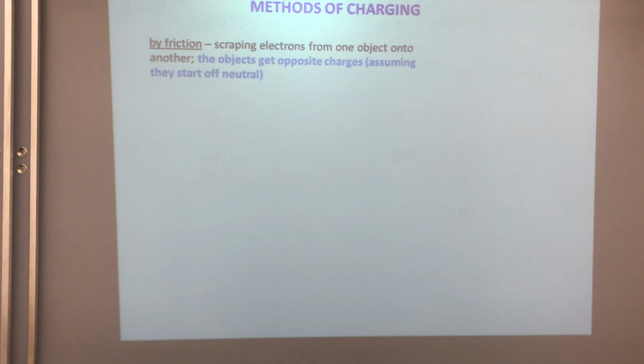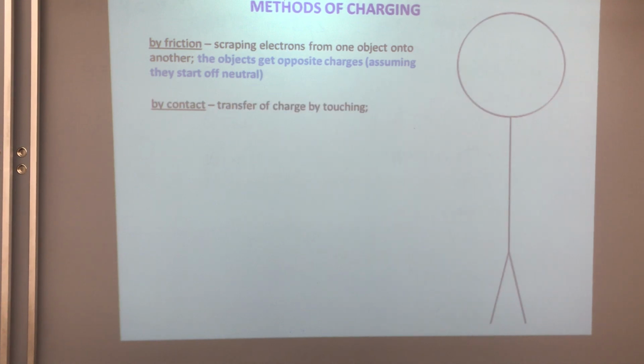Let's look at some other ways of charging up an object. Another way is charging by contact. Over on the right-hand side, we've got a schematic diagram of a device I'm going to be using shortly to show you how these objects can distribute charge, called an electroscope. But first, let's talk about this. This is called charging by contact, to transfer charge by touching.